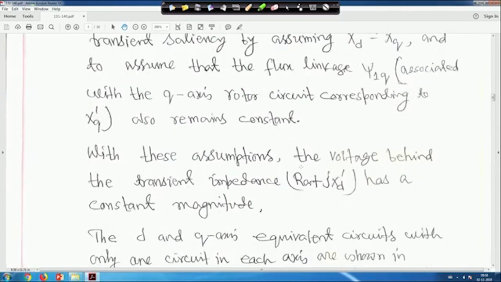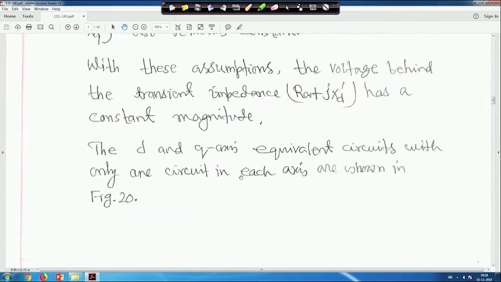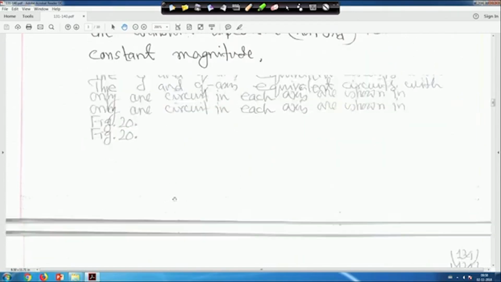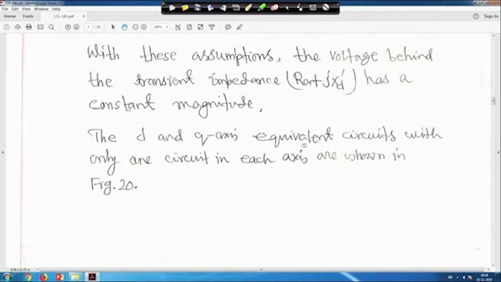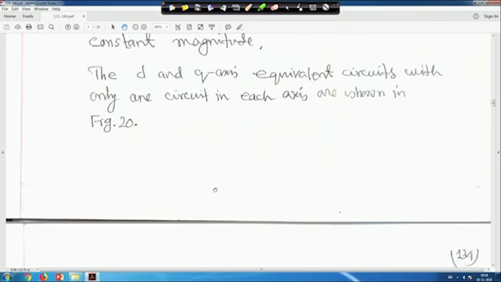Now, with these assumptions, the voltage behind the transient impedance, that is RA plus J XD dash, has a constant magnitude. The D and Q axis equivalent circuits with only one circuit in each axis are shown in figure 20.